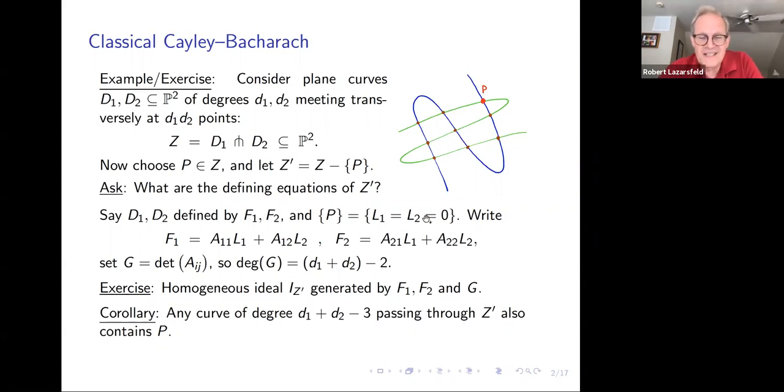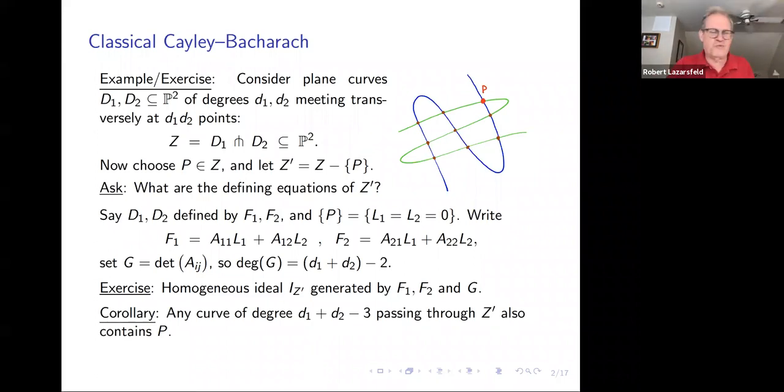And why is that? Well, we just decided that the homogeneous ideal of Z prime is generated by F1 and F2 and this polynomial of degree d1 plus d2 minus 2. So if we were to have a polynomial of degree d1 plus d2 minus 3 passing through the points of Z prime, it can't involve G, so it must be a linear combination of F1 and F2, and therefore it must pass through P.